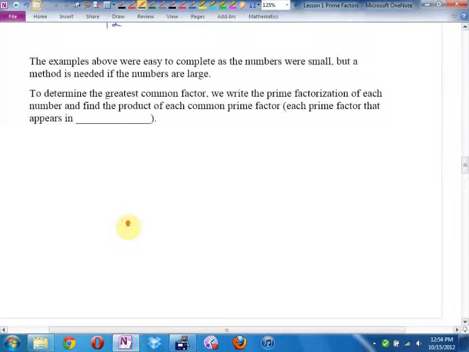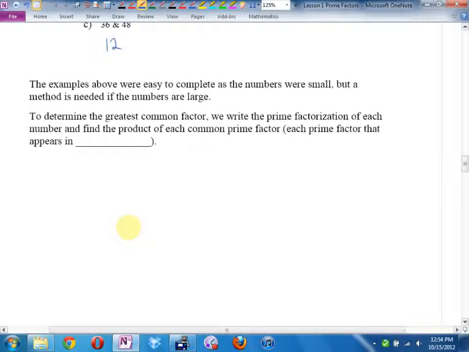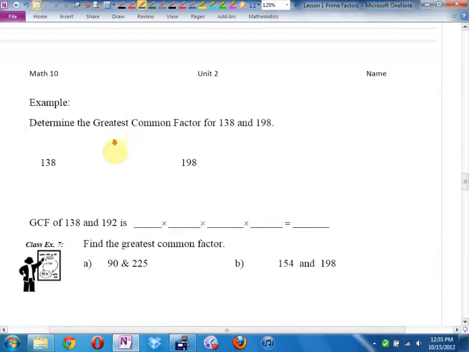So, to find the greatest common factor, we write the prime factorization of each number using a factor tree or a division table. And then we find the product of each common prime factor, each prime factor that appears in both numbers, or all numbers if there's more than two. It's easier to do than to explain. Turn the page.